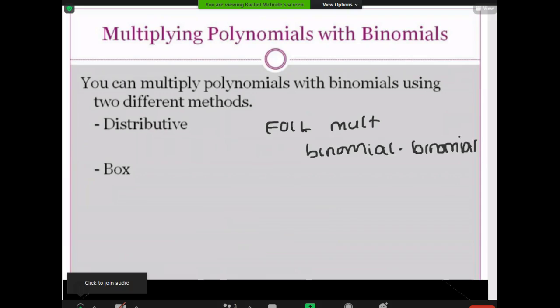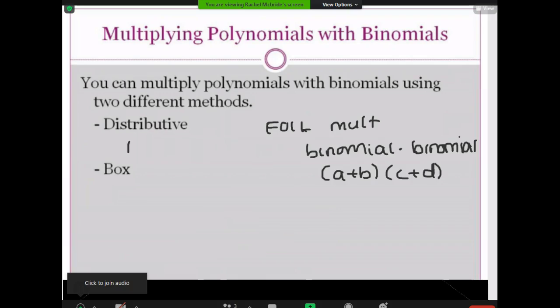So that's where you have the case of like A plus B times C plus D. So A plus B is considered a binomial and C plus D is considered a binomial. So what happens is FOIL, that first, outer, inner, last, doesn't work if you have more than two binomials. So we use what we call the distributive method.